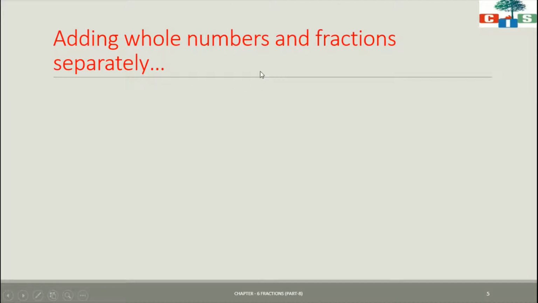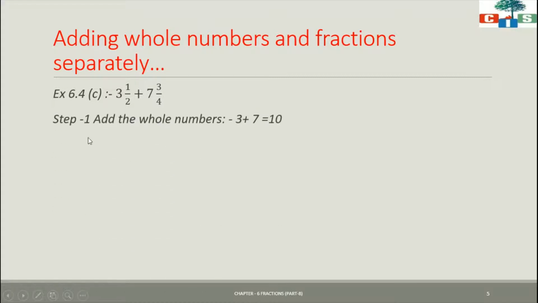Okay, we will see this with the help of our exercise sum, that is sum number C from exercise 6.4, and this question is from question number 2. And the fraction we have is 3, 1 upon 2 plus 7, 3 upon 4. Now scholars, listen to me very carefully what you have to do. First of all, you have to add the whole numbers separately.